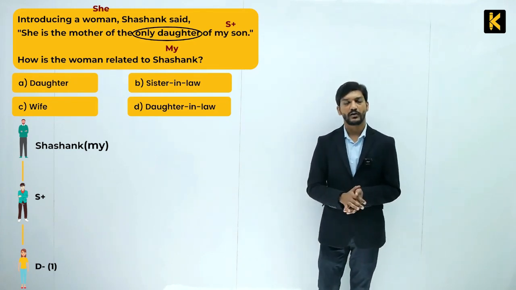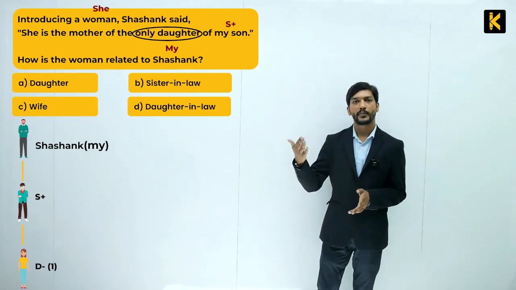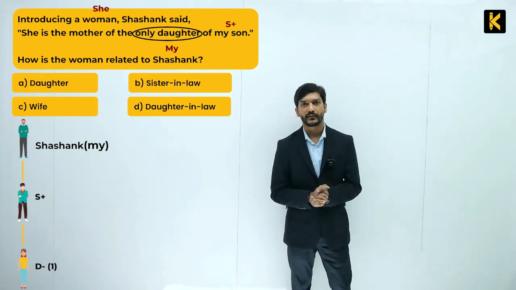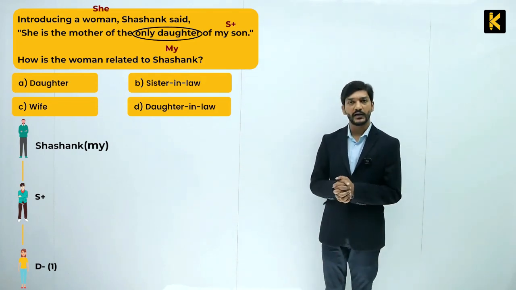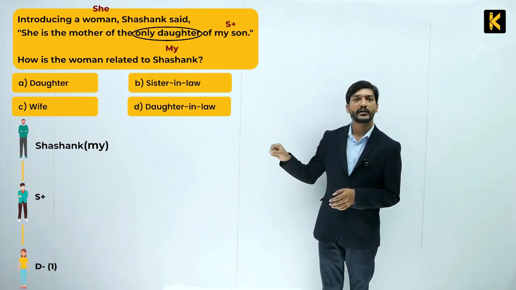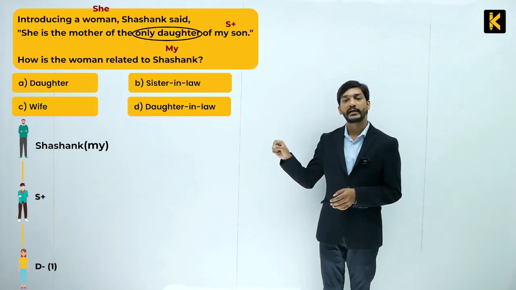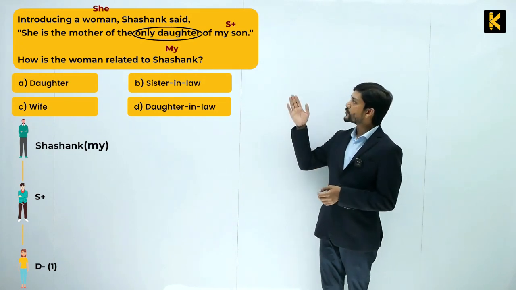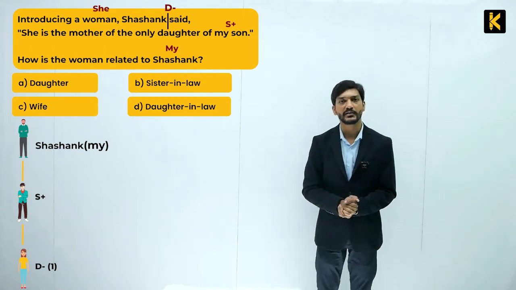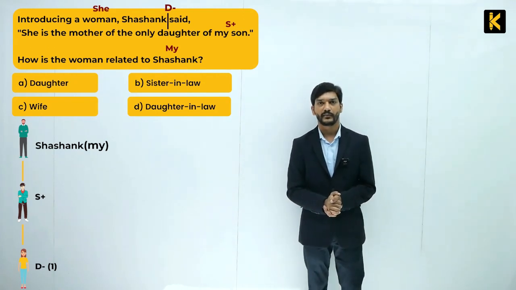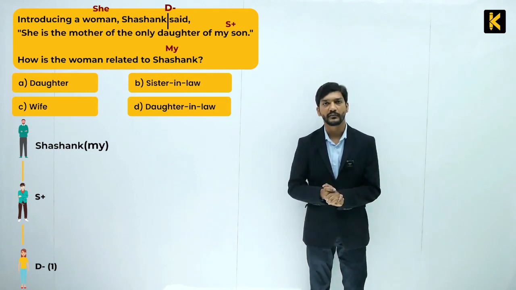Okay. All right. Now go back in the statement again. But before that, let me mention it in the statement as well. That only daughter you have represented with D minus. So let me show in the statement that only daughter is represented by D minus in the diagram. Now go back in the statement.